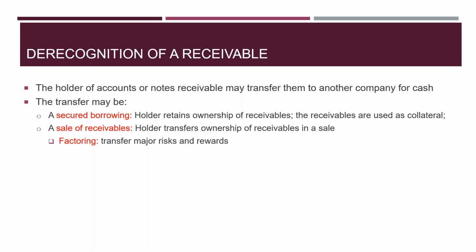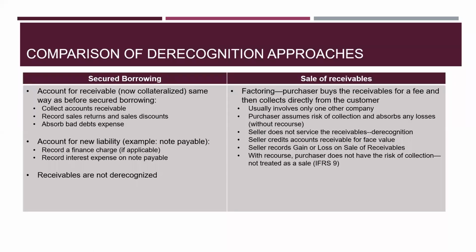Likewise, there can also be transfer of these receivables, and that can be through two items. One is your secured borrowing, where the company is using these receivables as a collateral to borrow from a financial institution. The other one is your sales of receivable, where the holder can transfer the ownership of the receivable in a sale. This is called factoring, which necessarily means that the company that is selling these receivables is transferring the risk and rewards related to these receivables. So let's look at those two in detail here.